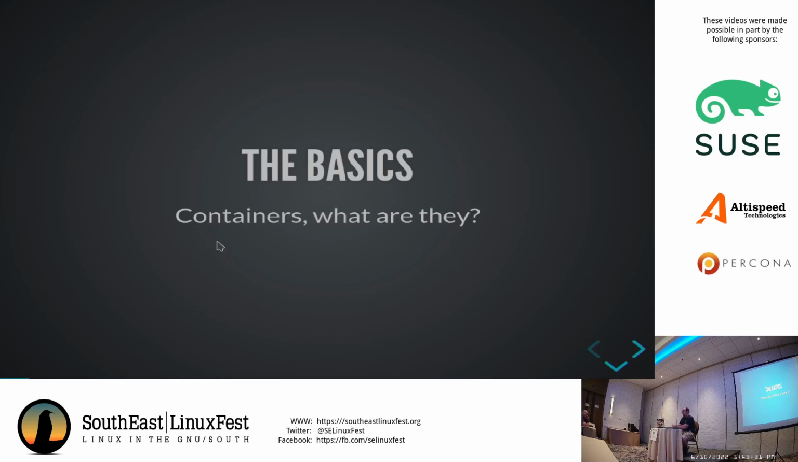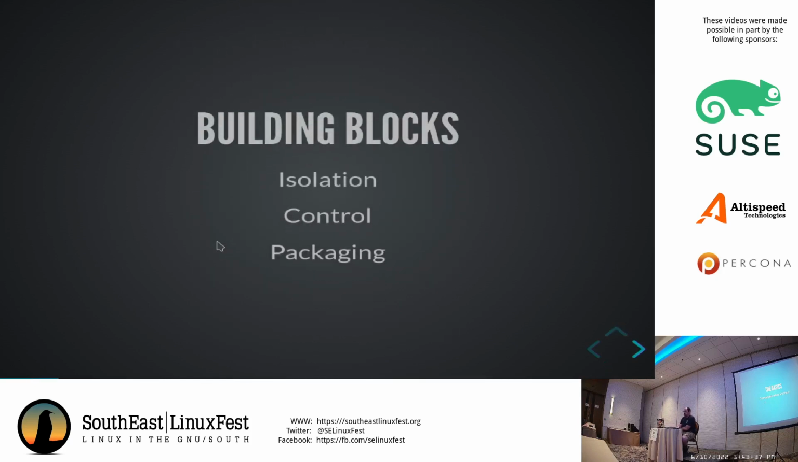Actually, there are three things that we actually care about: resources, control of those processes and resources, and packaging the container itself, like the container and how you build it.